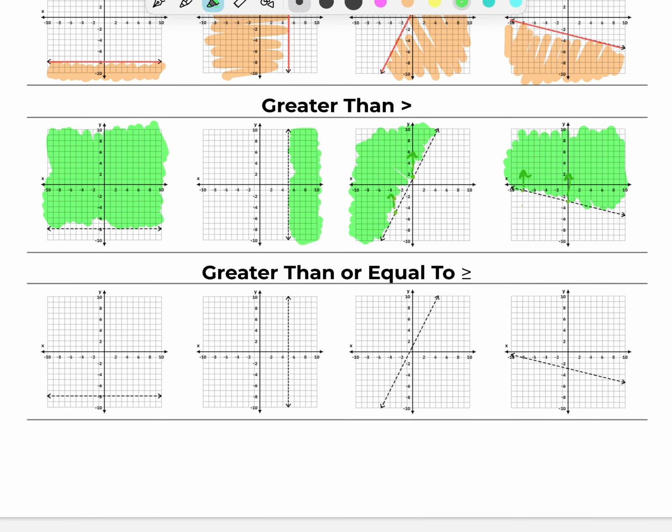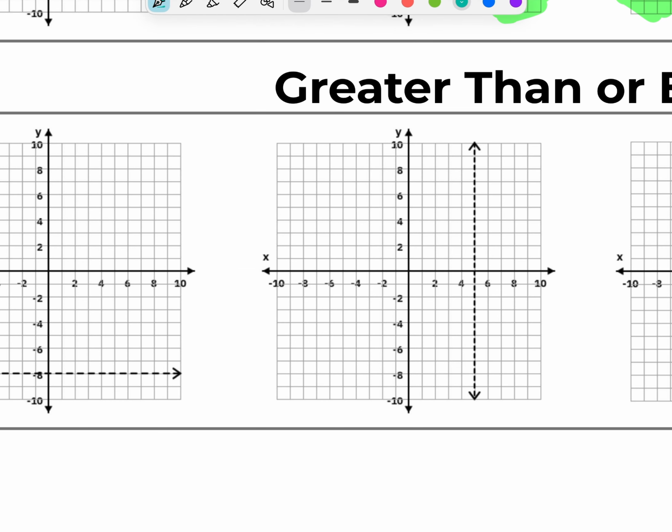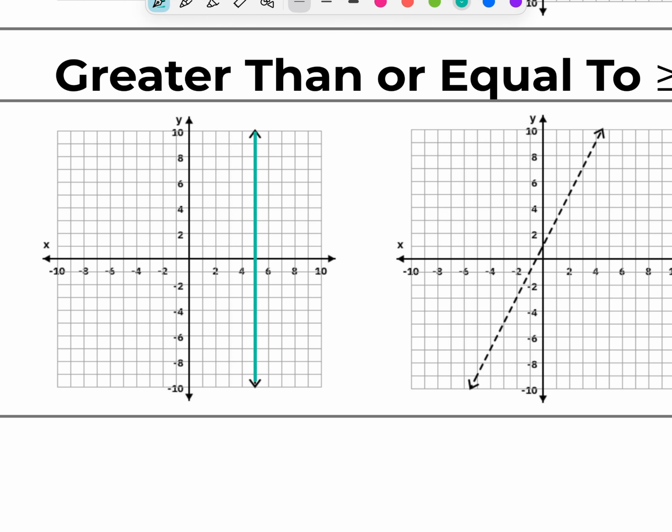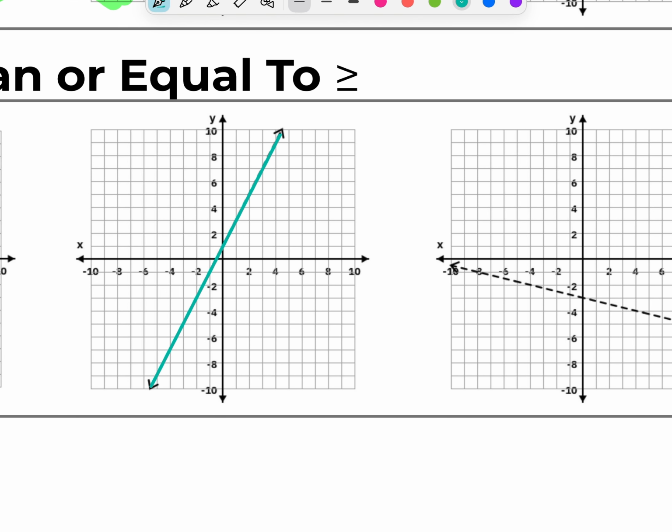All right, greater than or equal to, same as before, same directions of shading, but the equal to means we are going to change these to solid lines to add to our solution set.